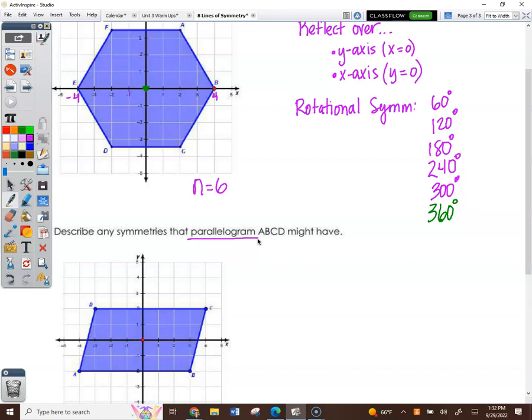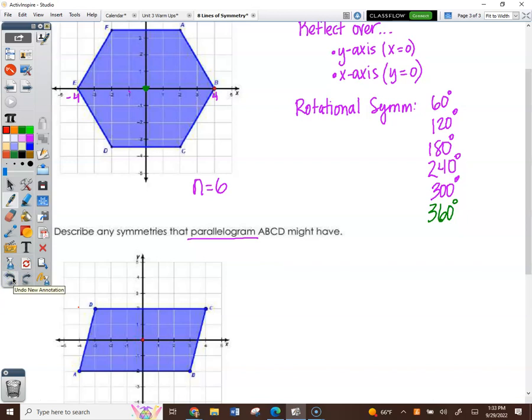Vertical. Well, look at it. If you reflect over the y-axis, you would count 1, 2, 3, and it would land here. So that won't work. Horizontal one? Well, this is 2 away. It would land here. Okay, no. And it's just a point symmetry.